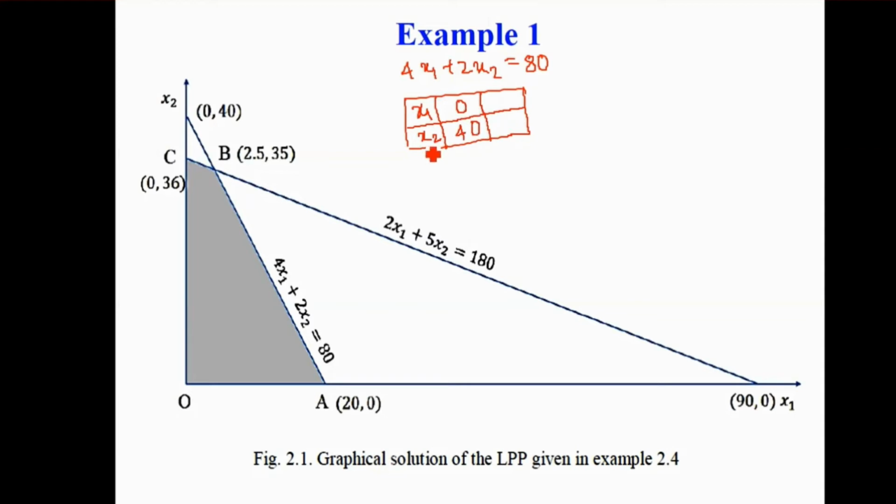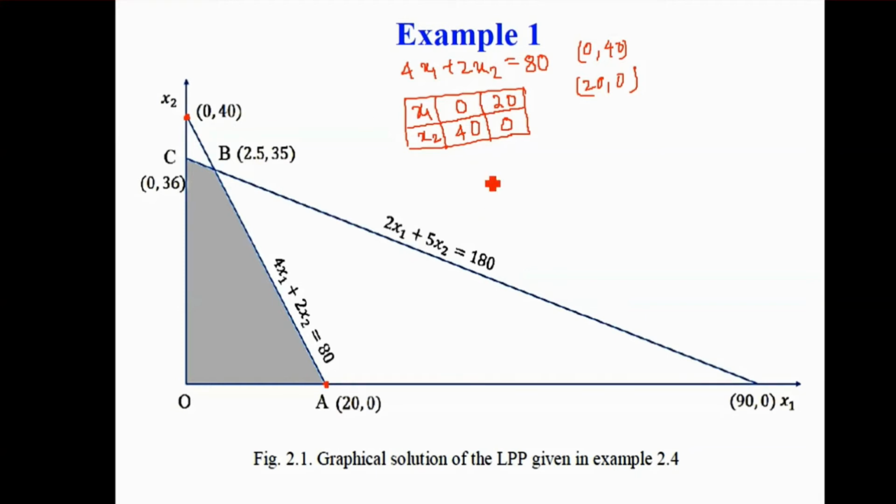Now the second case: if I take x2 as 0, then what is x1? 4x1 equal to 80, that means x1 equal to 20. So one point we are getting is 0, 40, and another point is 20, 0. Using that we can draw a straight line. So 20, 0 is this point and 0, 40 is this point. Now we can draw the straight line.